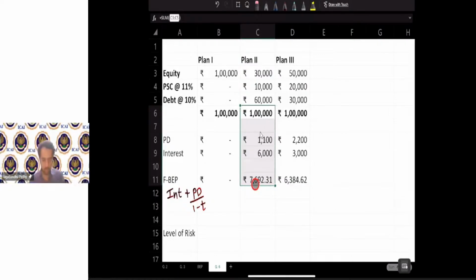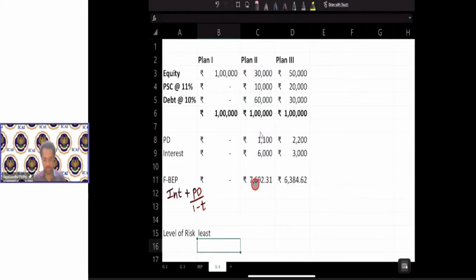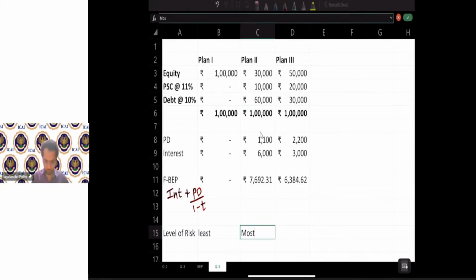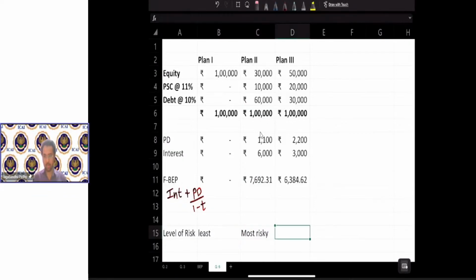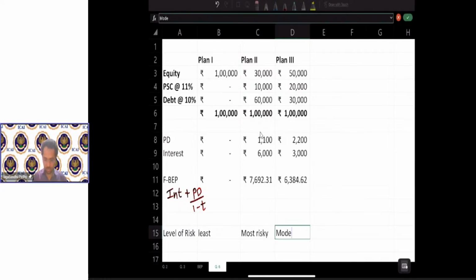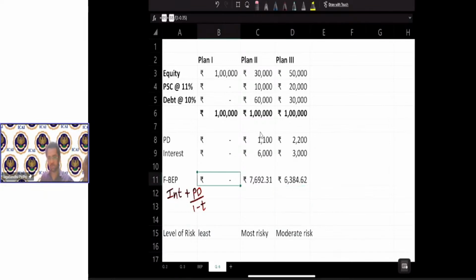So level of risk over here, it is the least. In case of second plan, it is having the highest level of risk. So we can say this is the most risky plan. And plan three is having moderate risk because as compared to the others, it is in between. So the break-even point is between 0 and 7692. Okay, so that was about this concept of financial break-even point.